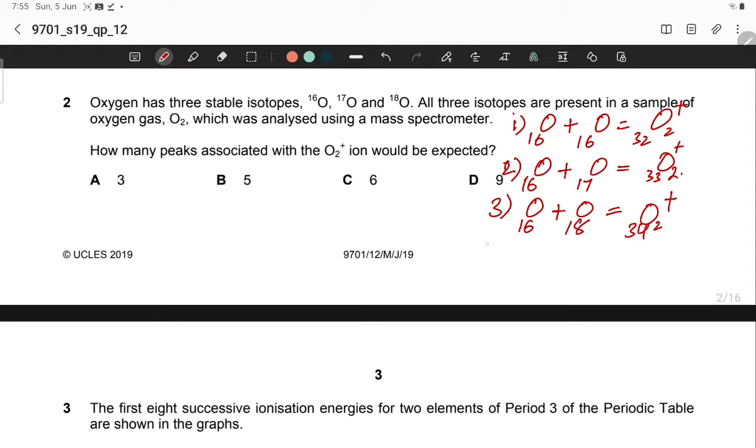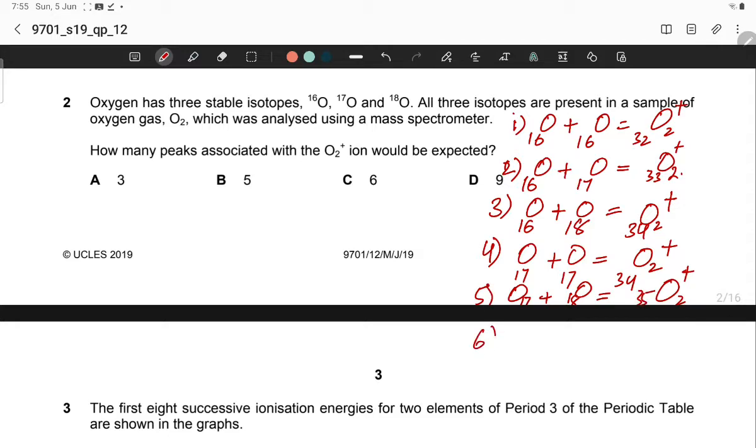Fourth is O17 plus O17, which gives 34 molecular ion. The fifth one is O17 plus O18, which will give O2 positive with 35. Sixth is O18 plus O18, which will give 36.